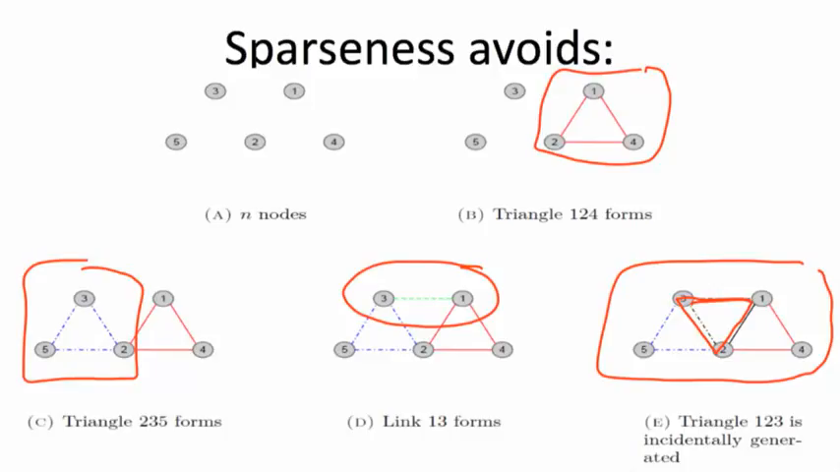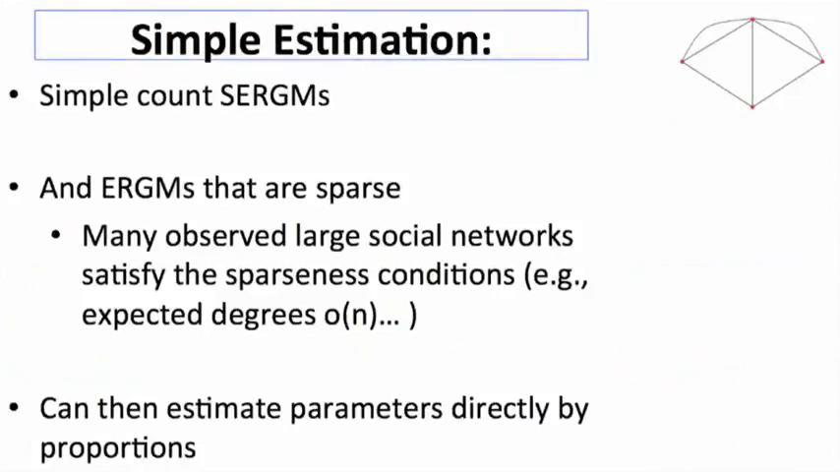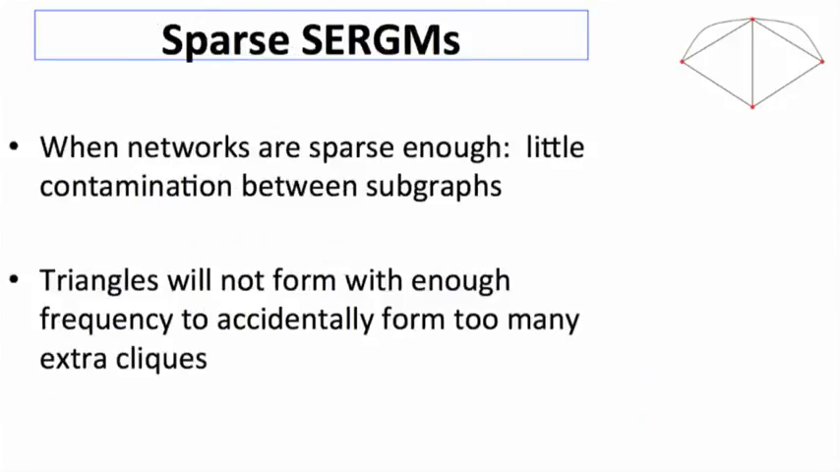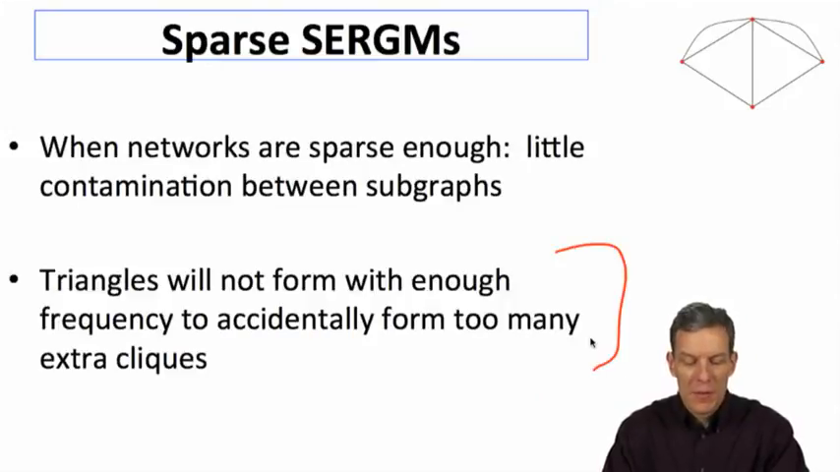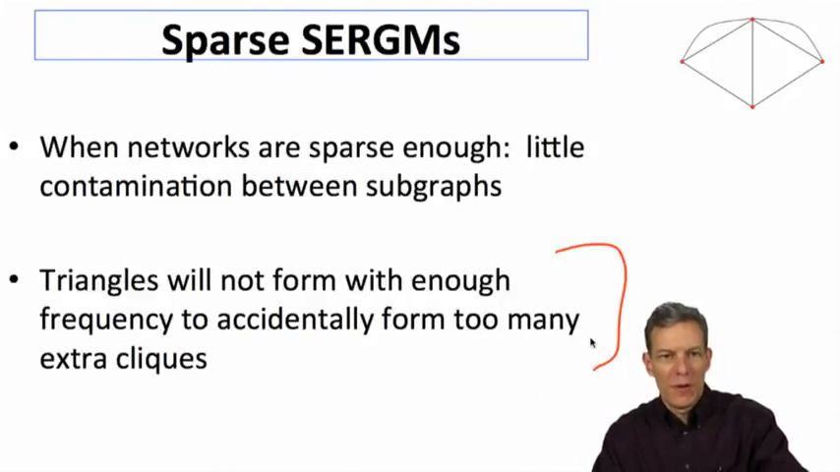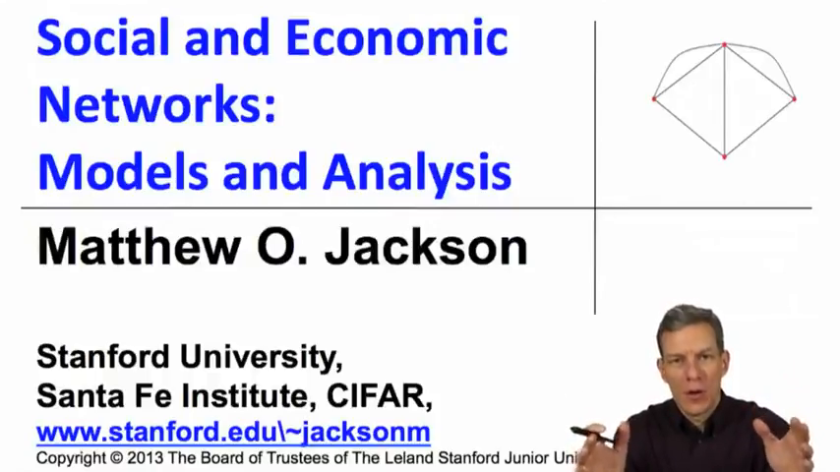And so that's the idea of the theorem. So for these kinds of things that are sparse enough, and many observed networks are sparse, you can estimate these parameters directly using proportional techniques. And now we've got an estimation technique which is extremely quick, extremely accurate, direct, and it'll give us those betas directly. So when they're sparse enough, we basically are avoiding a lot of the problems that we have with these graphs. Okay, so that was a quick look at SERGMs.